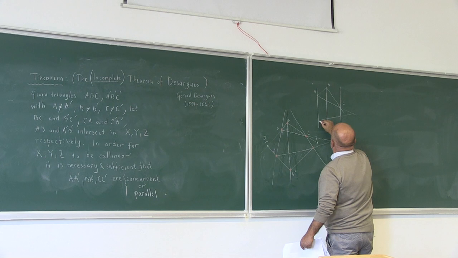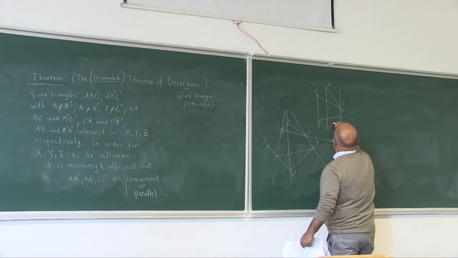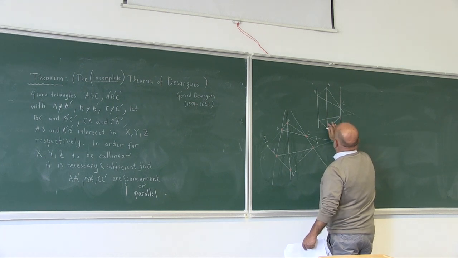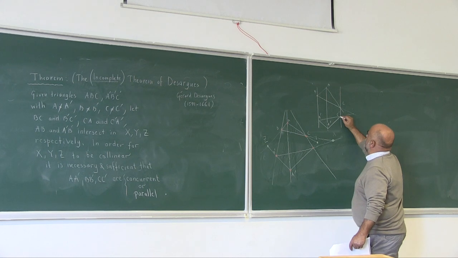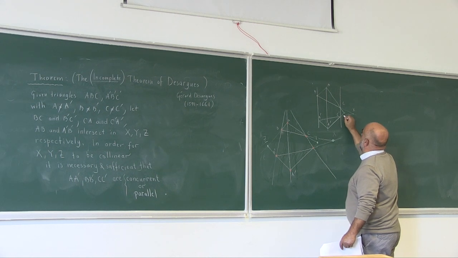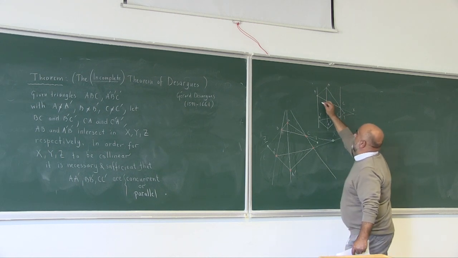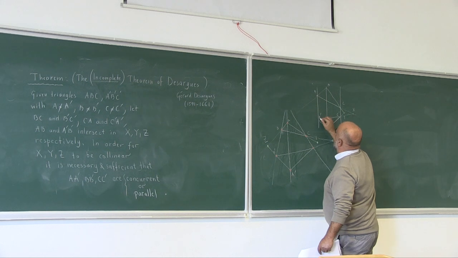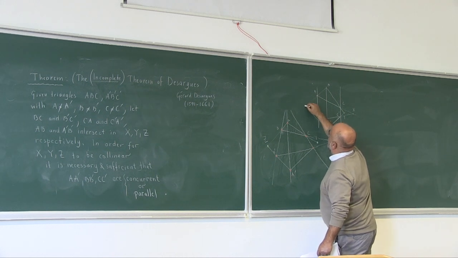Okay, so let's perhaps take. Okay, so that's my A prime. That's my B prime, that's my C prime. So A prime, C prime, and CA intersect in, so this was X, so this is Y, okay. And AB and A prime, B prime intersect in Z.